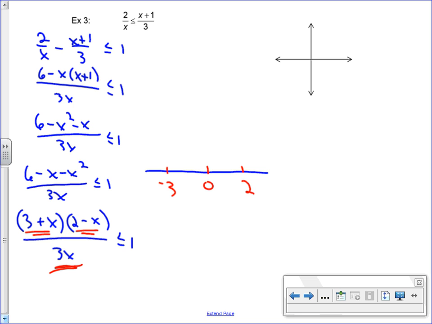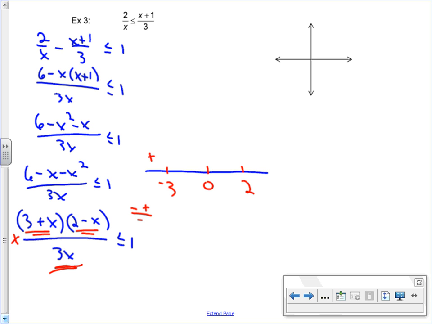So this time, instead of just having 3 intervals, I have 1, 2, 3, 4 intervals, and I need to test something in each one of those intervals. And to test it, the easiest place to test is in this factored form. So negative 4 plus 3 is negative, 2 minus negative 4 is positive, and 3 times negative 4 is negative. Negative times positive divided by negative is positive. You need to do that for each one of these intervals.